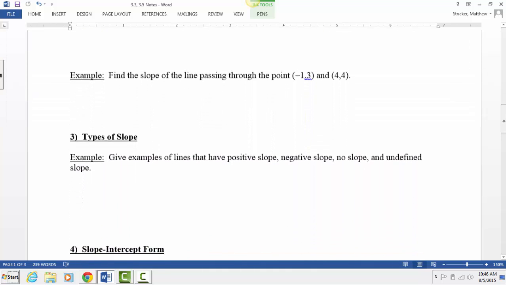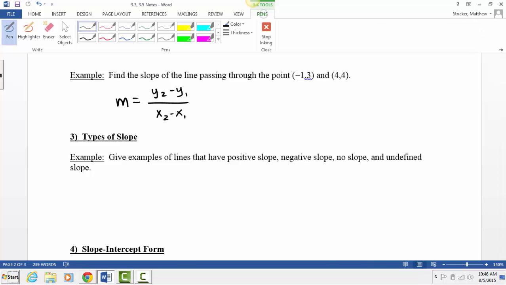So let's see how this works. We have an example here. If I want to find the slope of a line that passes through the points (-1, 3) and (4, 4), we know that we go y2 minus y1 over x2 minus x1.